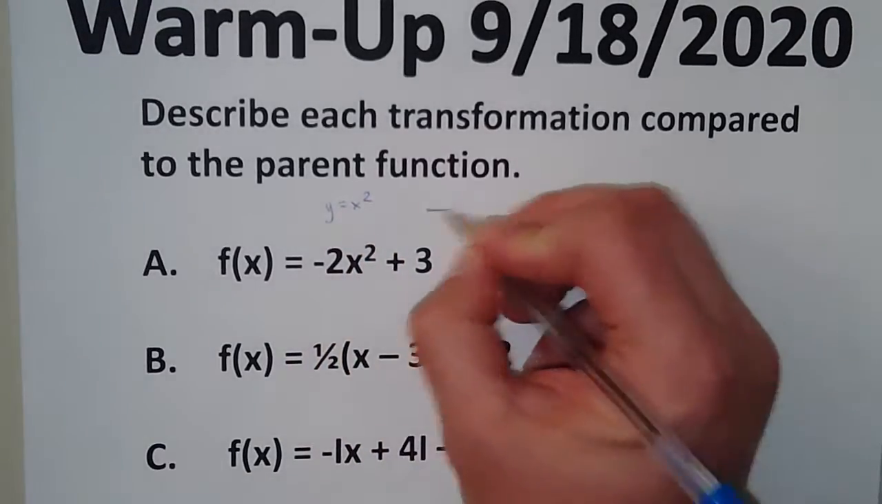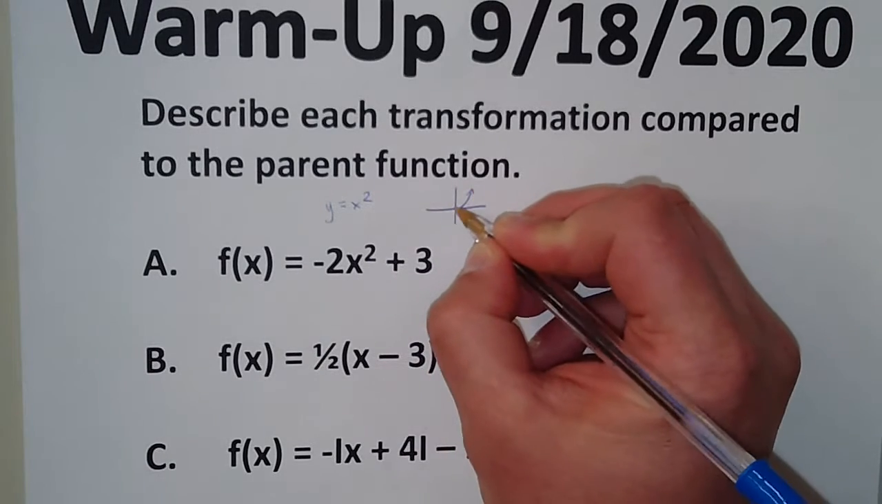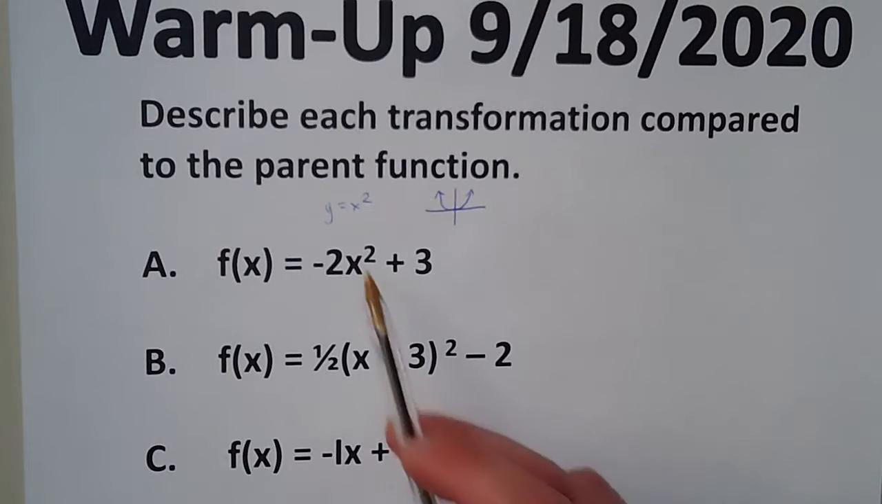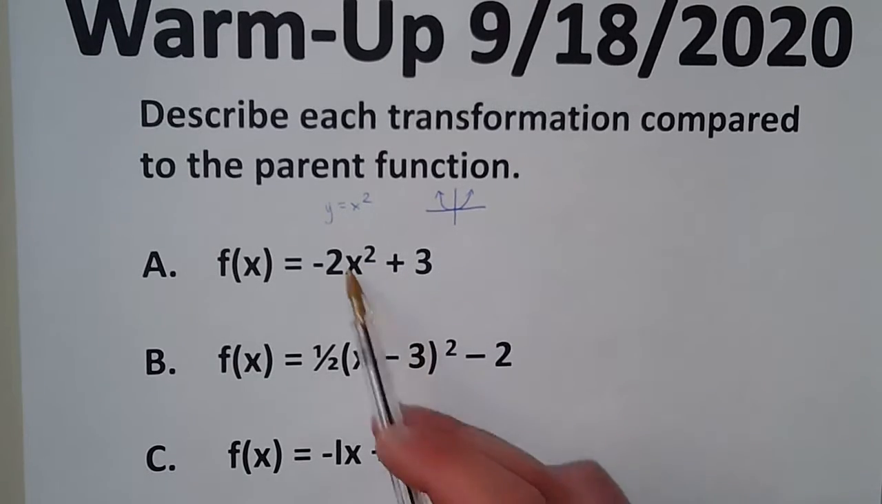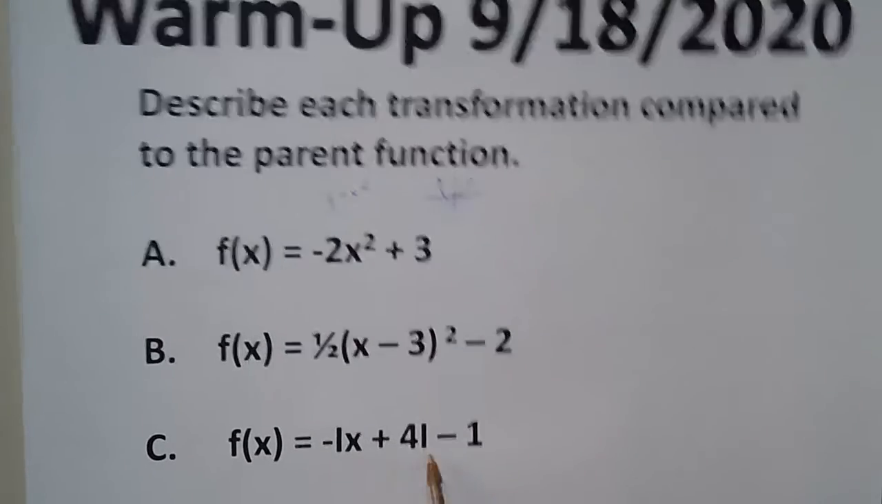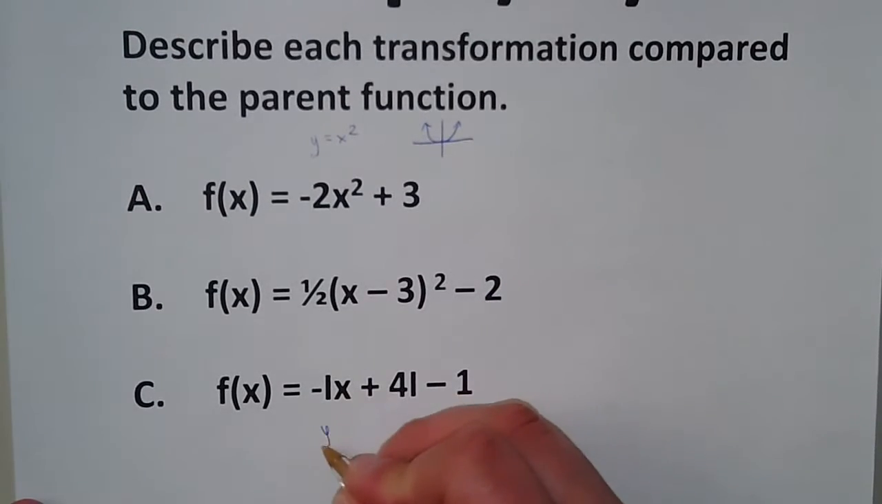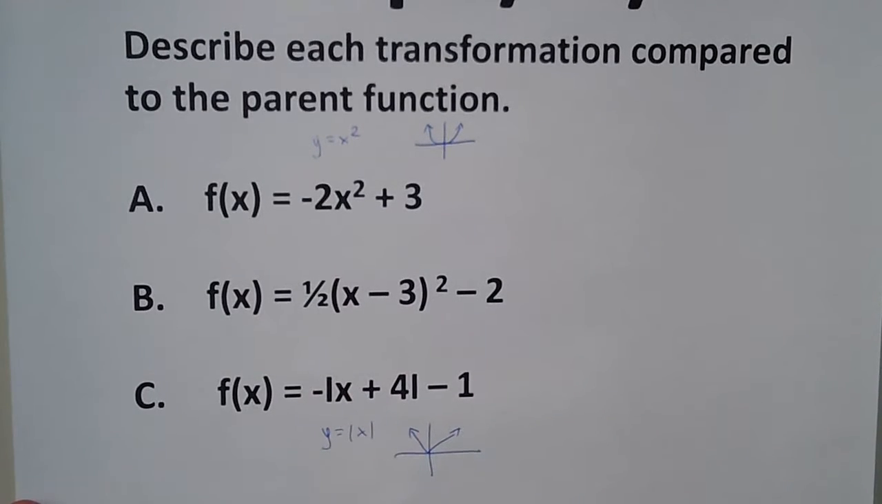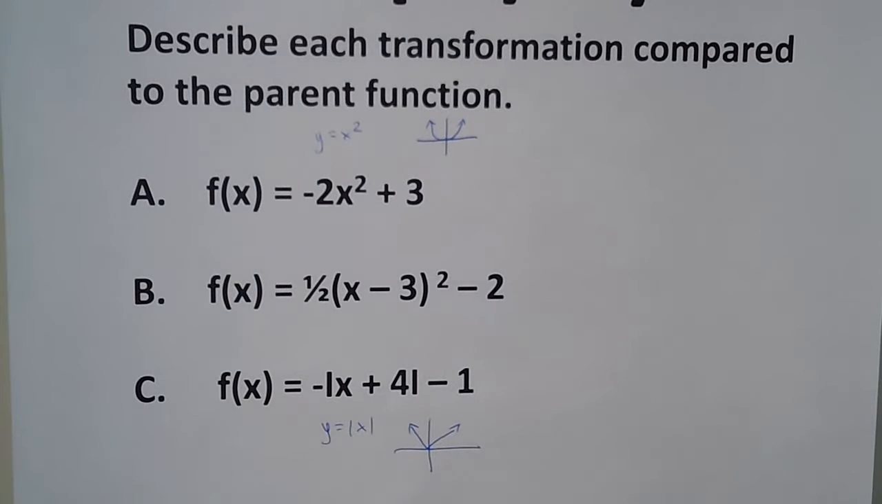And y equals x squared, just as a reminder, is your normal U-shaped graph at 0, 0. So this is an x squared, this one's an x squared, so these are both just going to be compared to this base graph, saying how is it different? This one is absolute value, so its parent function is absolute x, and remember that's our V-shaped graph at 0, 0. So that's what it means when it says compare it to the parent function.